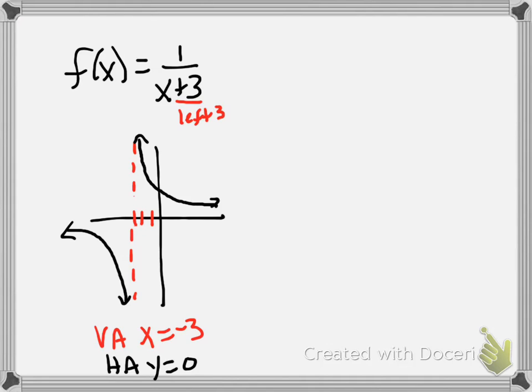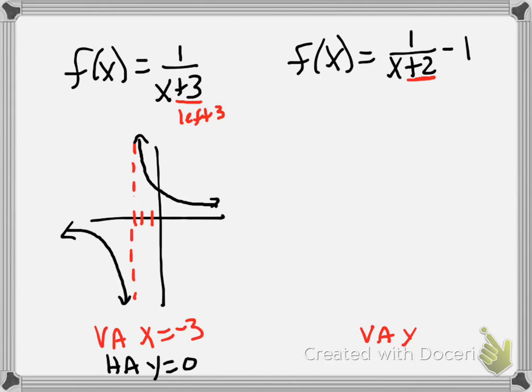Alright, so let's look at one that has something other than 0 for my horizontal asymptote. That might be something like 1 over x plus 2, minus 1. This right here, just like before, really just tells us what our vertical asymptote is.